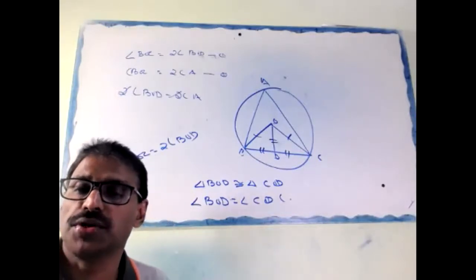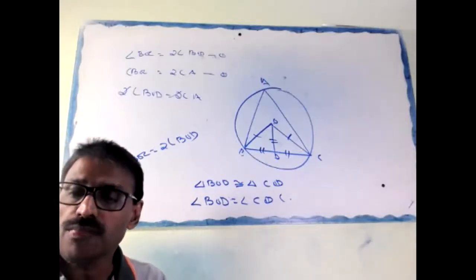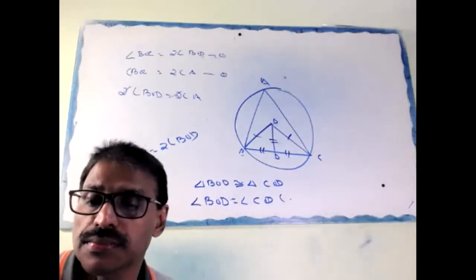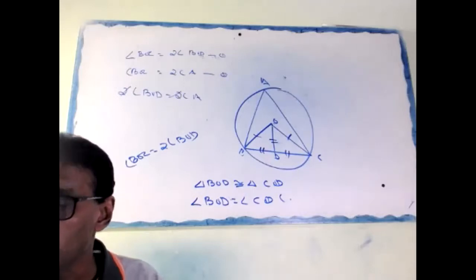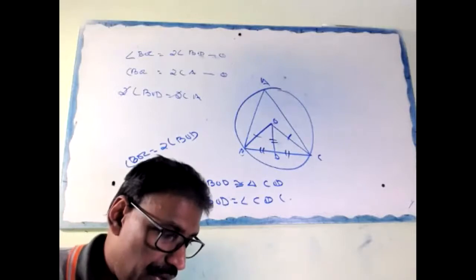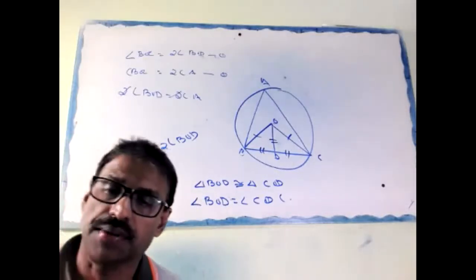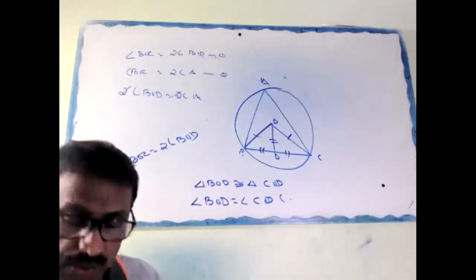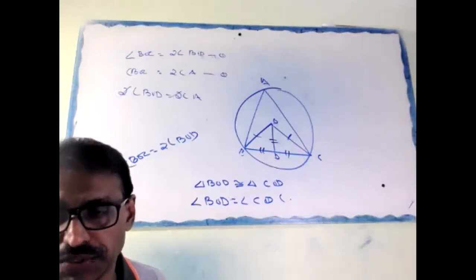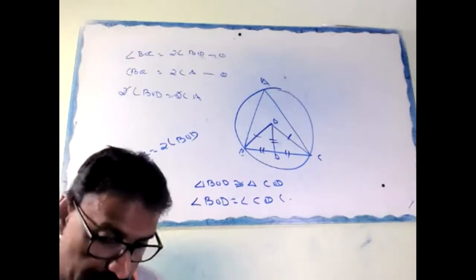24th, which subject? 24th. Which chapter? Number system. Okay. Now look here. You have two questions in the test. After getting the questions, you write them down. You'll get 10 minutes to finish it. Then remove your books from your desk.